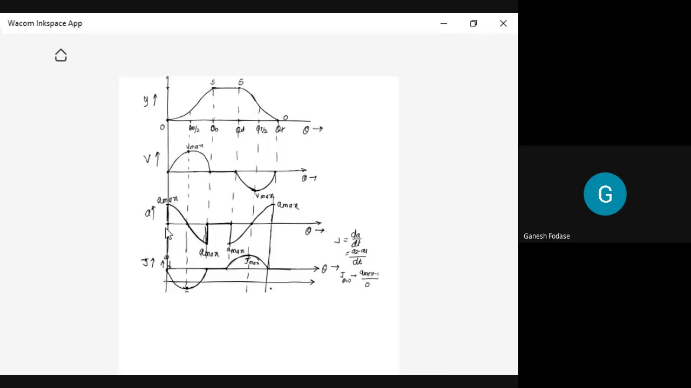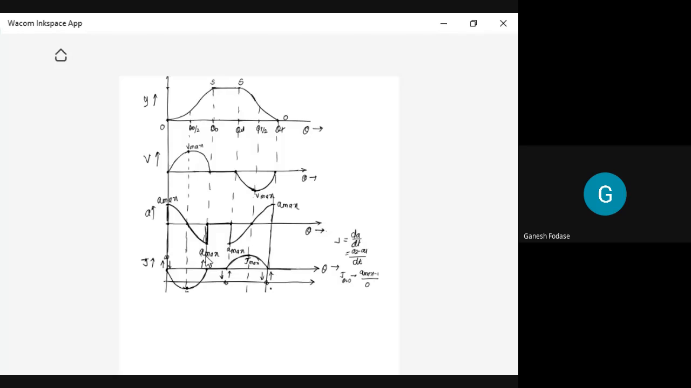Similarly here also, it reaches infinity and again becomes 0. While here it reaches negative infinity and again becomes 0. And similarly here also it reaches negative infinity, again becomes 0. So this is the nature of the jerk curve. You observe, even though acceleration is finite, the jerk is infinite at the start and end of the stroke. So this is the nature of displacement, velocity, acceleration and jerk curves for a follower moving with simple harmonic motion.